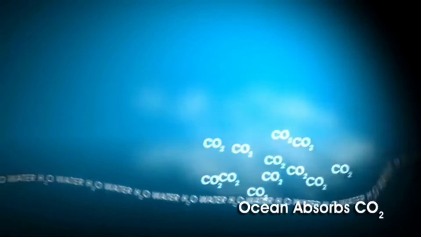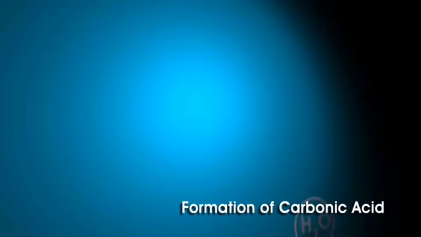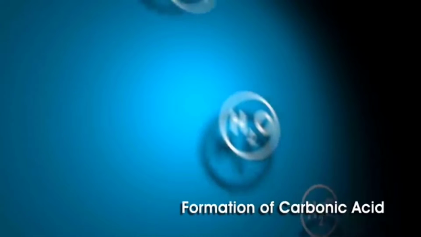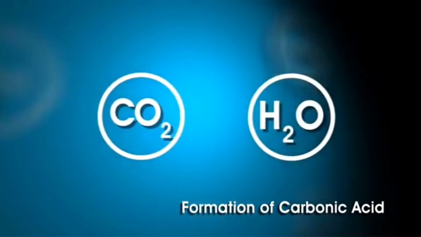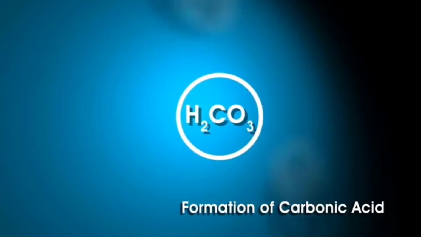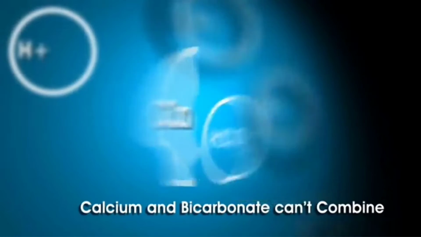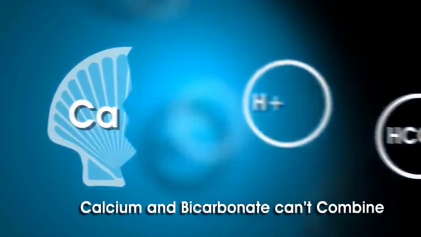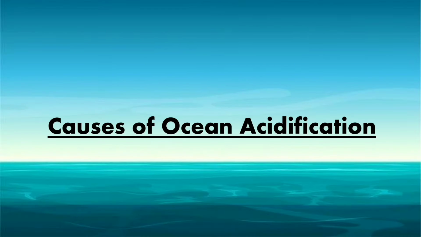When absorbed into the ocean, CO2 combines with water to form carbonic acid. Carbonic acid breaks down easily into bicarbonate molecules and hydrogen ions. Calcium and bicarbonate cannot bind together to form shells, since calcium binds more easily with the hydrogen ions. So this makes them unable to form shells. These are the common causes of ocean acidification.